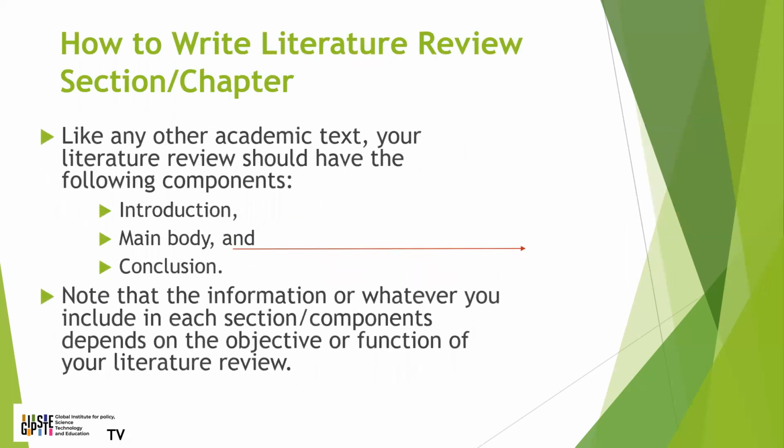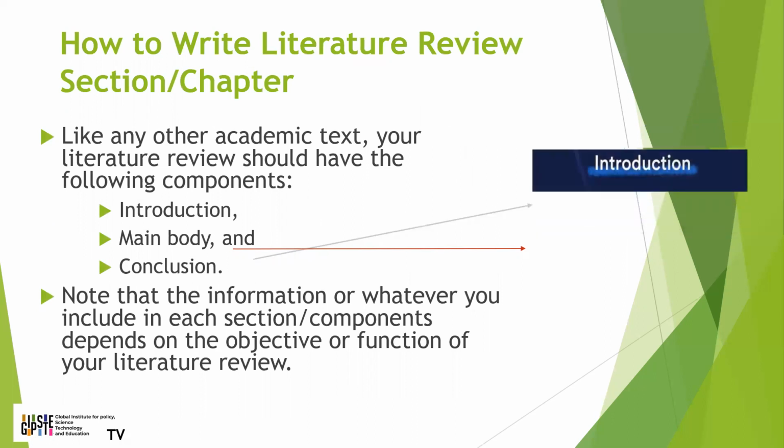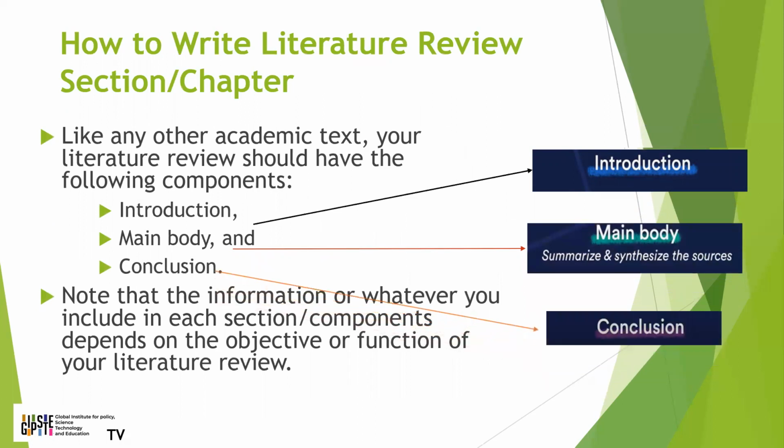How to write your literature review section or chapter in your project. Like any other academic text, your literature review should have the following components: introduction, the main body, and the conclusion. Know that the information that goes into each component, be it the introduction or the main body or the conclusion, depends on the objective or the function of your literature review. Refer to the previous lessons where we discussed the various functions of the literature review. It doesn't matter the type of academic writing you are looking at, whether it's an article, dissertation, thesis, or research project. It's a good idea to have these components: introduction, main body, and conclusion.